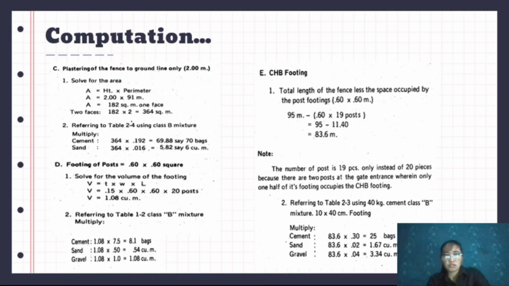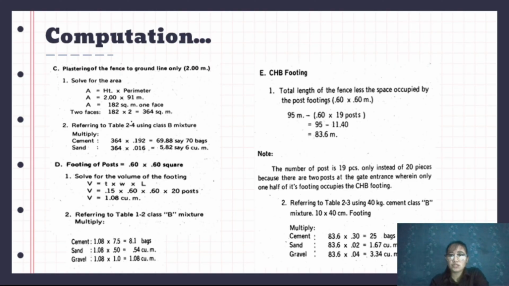Then the footing post. You can see here we have the footing post, which is 60 by 60. Since it's a square post, its footing is also square. Then we can calculate the volume of the CHB footing, which is the total length of the fence, 95 meters, subtracted by the width of the post footing, multiplied by the 19 posts. We only need 19 posts because it's based on the post footing, not really on the post.